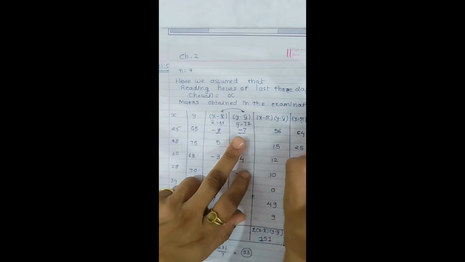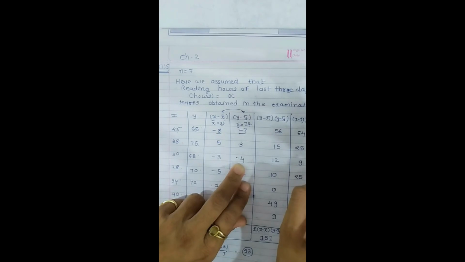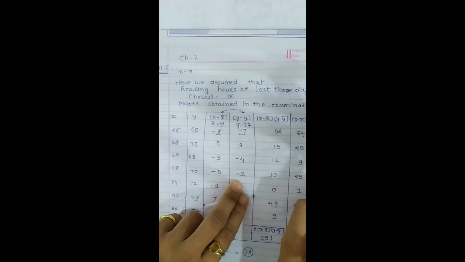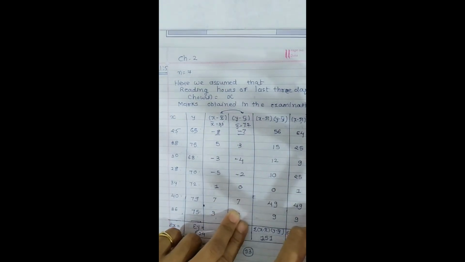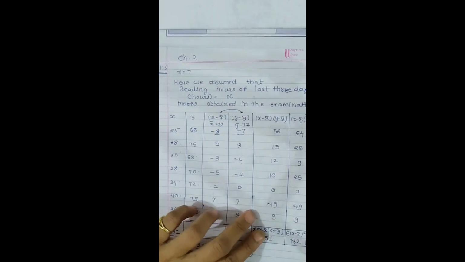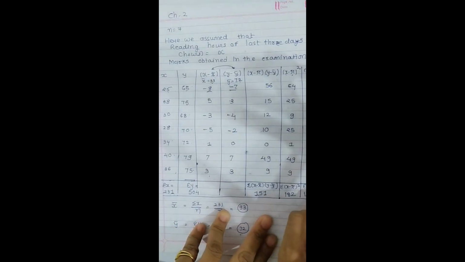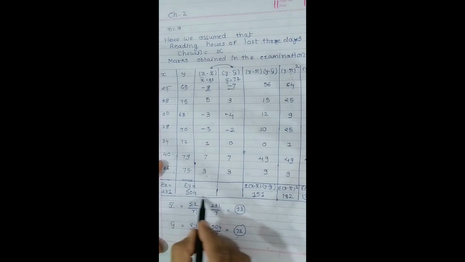Okay, same procedure. Minus 7 square is 49, 9, 16, 4, 0, 49 and 9. Again I am doing the sum of that whole column, and we are getting the sum of y minus y bar square as 136. This is our value.